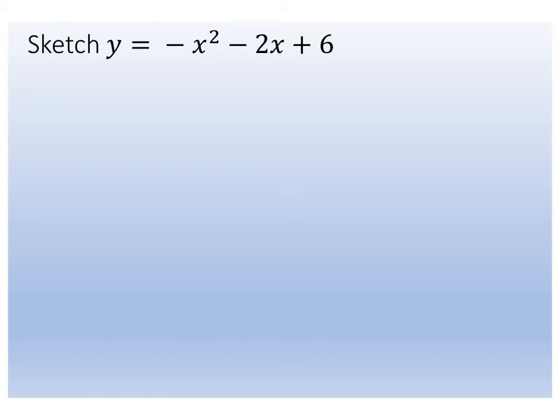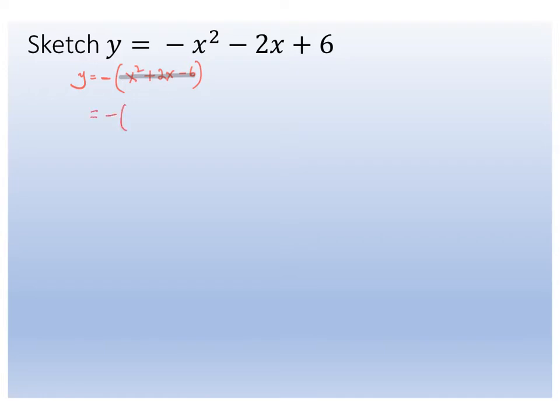Here, you are asked to sketch y equals minus x squared minus 2x plus 6. Of course, what you need to do is factorize it by taking out the common factor first. So take out the minus 1, we've got x squared plus 2x minus 6. The important thing is that you can see this bit here cannot be factorized into something with 2 integer roots.